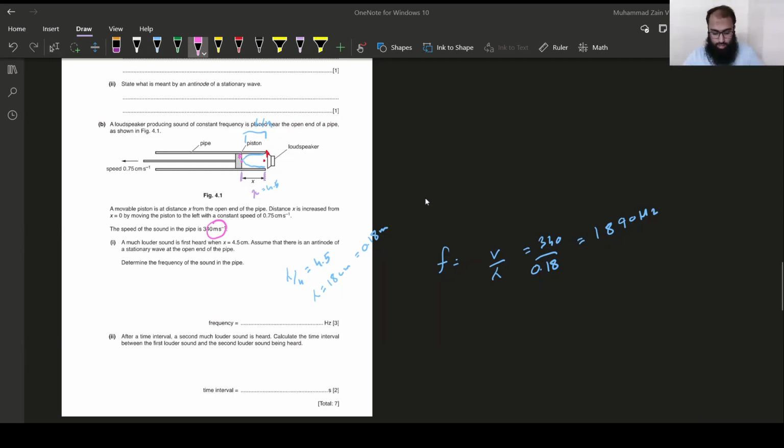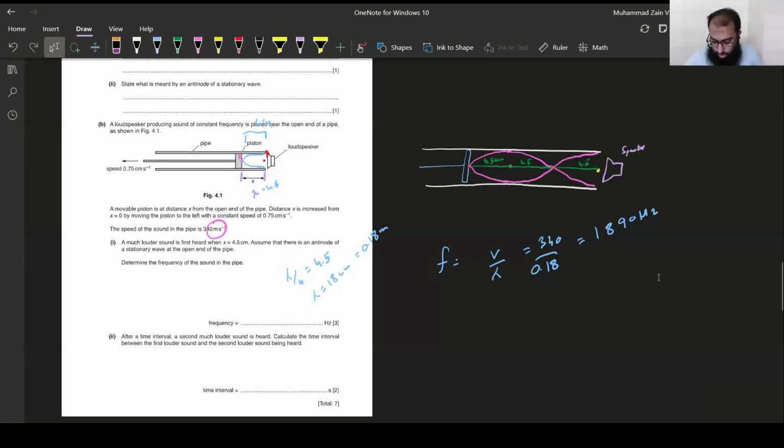So there is another stationary wave being formed, and this stationary wave would be of second harmonic frequency. So this stationary wave would be something like this. This is the second stationary wave which occurs, with the second maximum amplitude wavelength and the second lowest frequency.